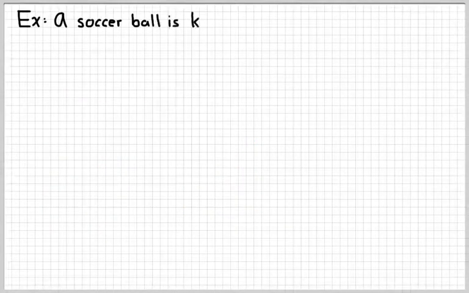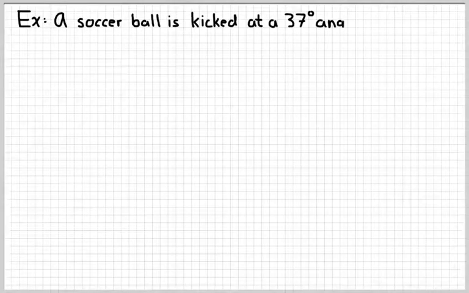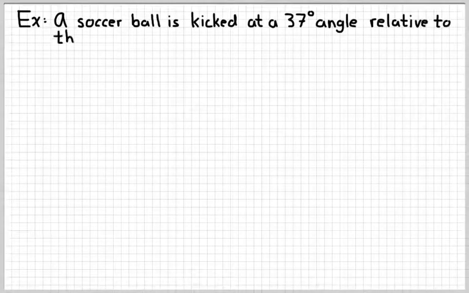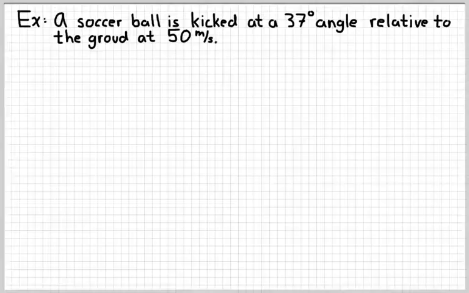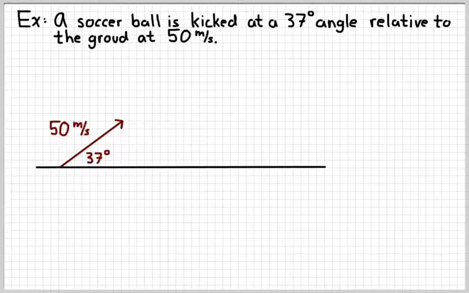So let's look at a couple of examples of problems we might be faced with in the near future. Suppose for a second that you kick a soccer ball at a 37-degree angle relative to the horizontal from the ground at about 50 meters per second, which is a ridiculously high velocity for a soccer ball. You're talking like 150 miles an hour, something like that. But let's just suppose, because it gives us nice numbers. So here's our picture.